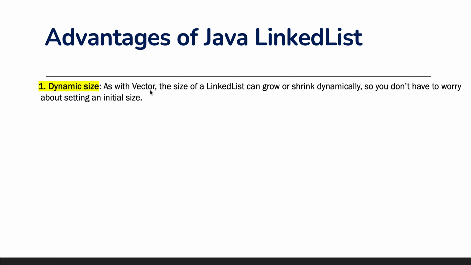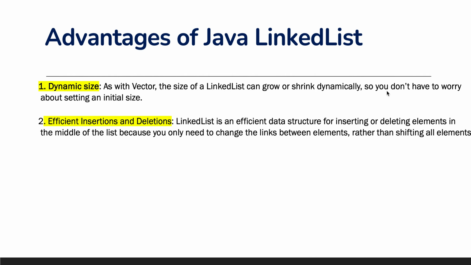So as with the vector, the size of the linked list can grow or shrink dynamically. So you don't have to worry about setting the initial size. Basically we will be able to create the empty linked list, and dynamically if you store an element which is going to be beyond the capacity of the linked list, automatically it is going to be increased by the compiler. And similar to that, if you remove an element, then automatically the size of the linked list is going to be adjusted. So that is nothing but the shrink.